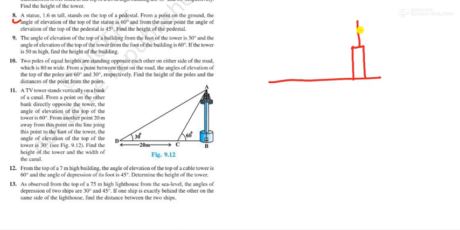So here imagine this is the statue, its height is how much? Just 1.6 meter. From a point on the ground, the angle of elevation of top of statue, I will consider this point as somewhere over here, from here to top. The angle is how much? 60. And from the same point the angle of elevation of top of pedestal is 45. So this is the pedestal, top is over here. So how much is this angle? 45. Find the height of the pedestal.